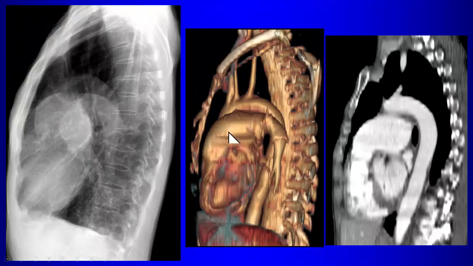And so here in this volume render view, you can see the correlate. So the enlargement here is the outflow tract right ventricle going to pulmonary artery, and then here's the aorta superimposed on that. Main and left pulmonary artery gives you that big opacity on the lateral view. Okay.